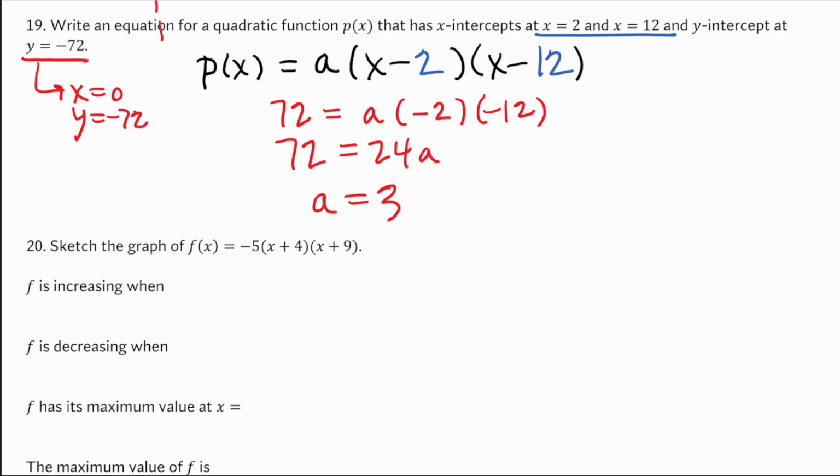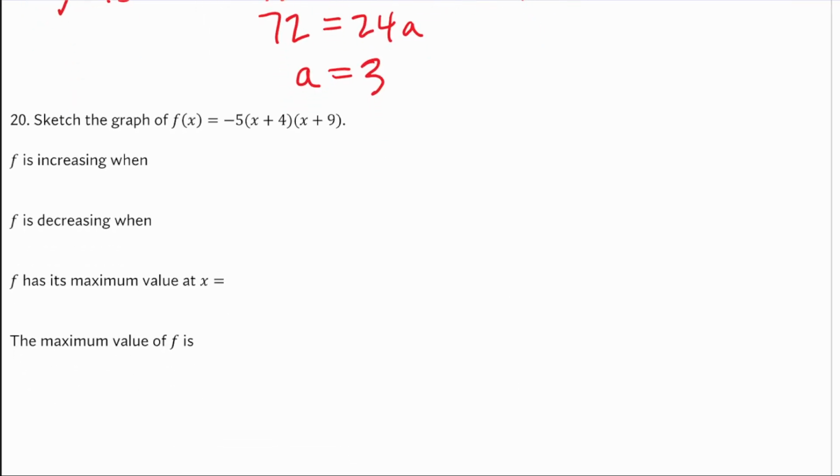And then, oh, whoops. I got to write my equation. Okay, it just said an equation. It didn't say standard form or anything. Had it said standard form, then I would distribute, I'd do FOIL, then multiply in the 3.